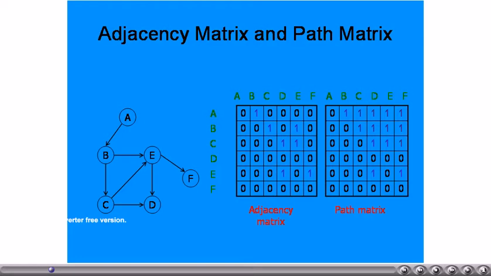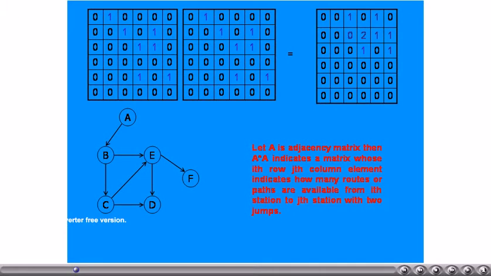Path matrix is also called the reachability matrix. It is a binary valued matrix. Path matrix can be calculated in a crude way. Before that, we have to know some important aspects of the adjacency matrix.